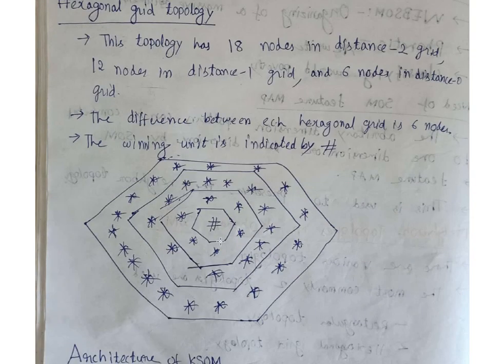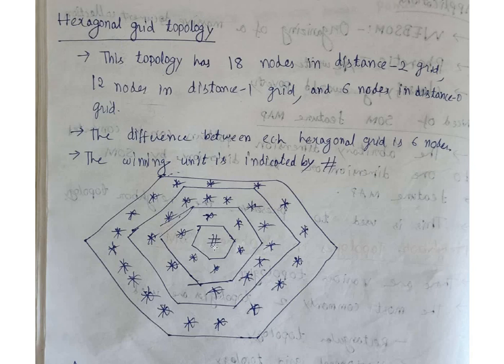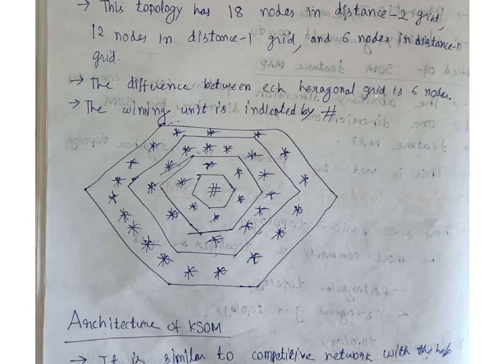In hexagonal grid topology, in the same way, this hash is the winning node. Surrounding it at distance 0, we have 6 nodes. At distance 1, we have 12. In the second grid, we have 12 nodes, and in the third we have 18 nodes surrounding the winning neuron. So the difference between each hexagonal grid is 6 nodes.